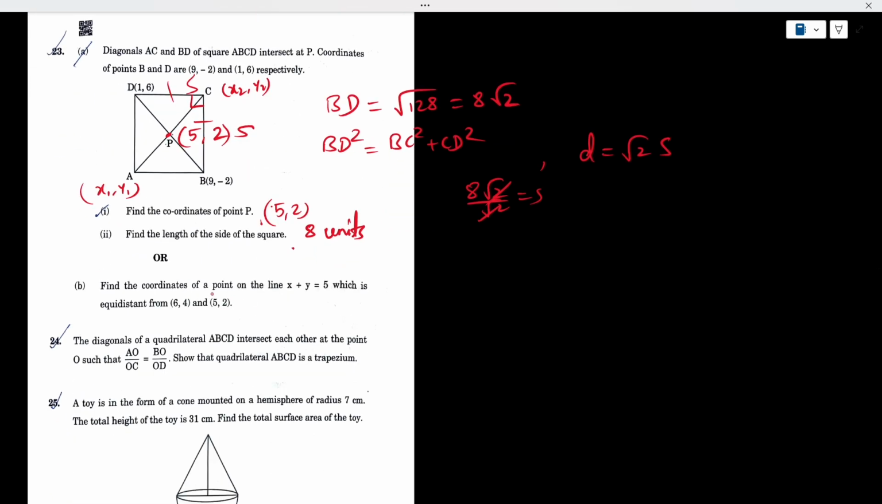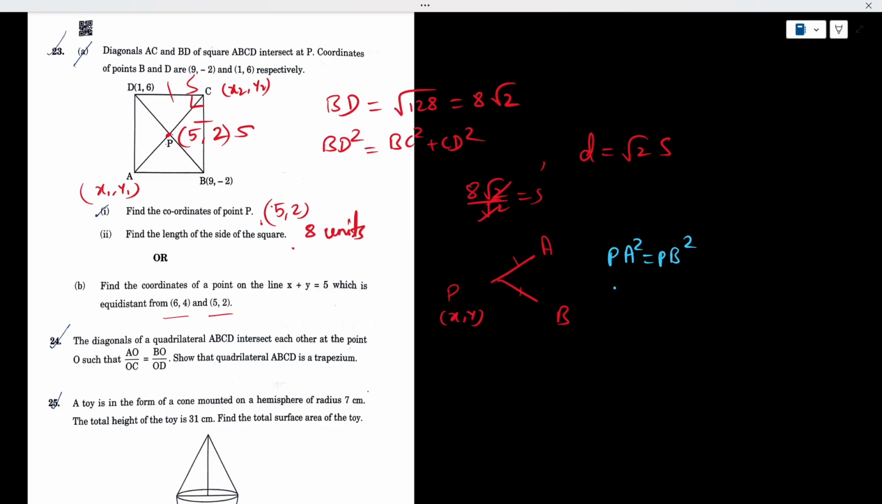Find the coordinates of a point on the line which is equidistant from 6 comma 4 and 5 comma 2. So you will take a point as P, which will be x comma y. You will find it is equidistant from 2 points A and B. Then you will get a relationship. If you solve that, PA square is equal to PB square, right?